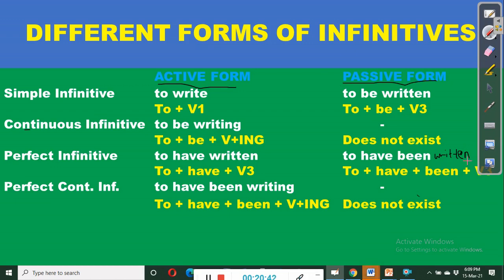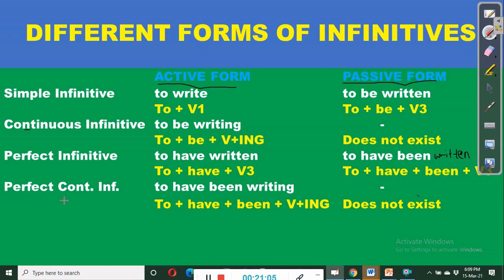All right, to have been written. That is the passive perfect infinitive. And we have the structure to plus have plus been plus v3, which is the ed part, but in this case the en part, to have been written.